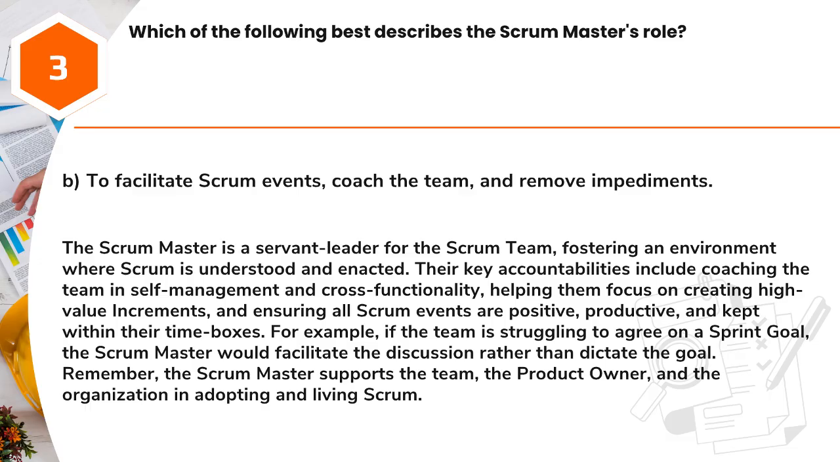The Scrum Master is a servant leader for the Scrum team, fostering an environment where Scrum is understood and enacted. Their key accountabilities include coaching the team in self-management and cross-functionality, helping them focus on creating high-value increments, and ensuring all Scrum events are positive, productive, and kept within their time boxes. For example, if the team is struggling to agree on a sprint goal, the Scrum Master would facilitate the discussion rather than dictate the goal. Remember, the Scrum Master supports the team, the product owner, and the organization in adopting and living Scrum.